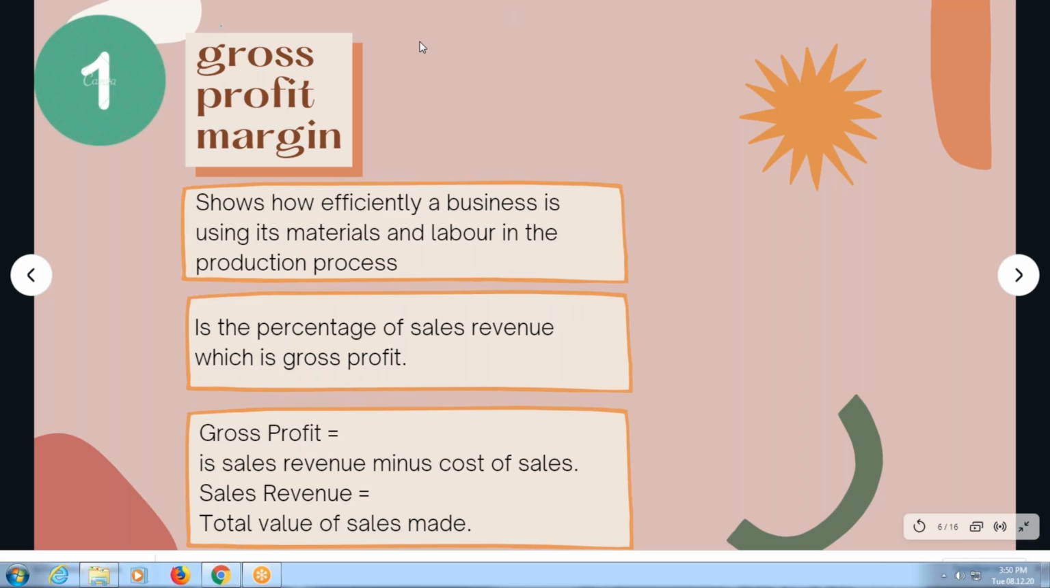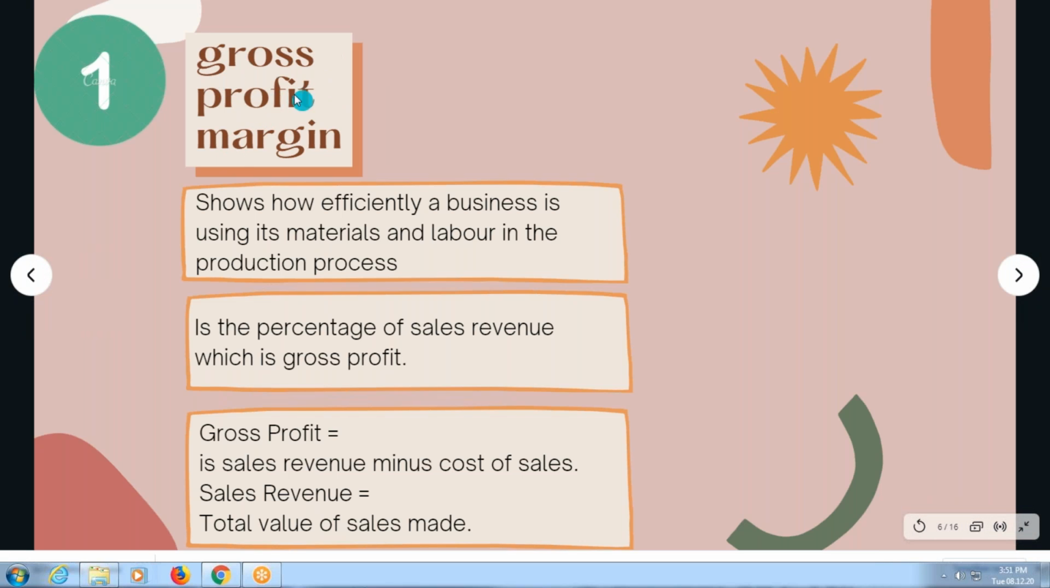The first ratio is gross profit margin. For each ratio, I will give some clues. So on the worksheet today, you will make some notes for our learning about ratio analysis. So make it clear with the clues that we present today.